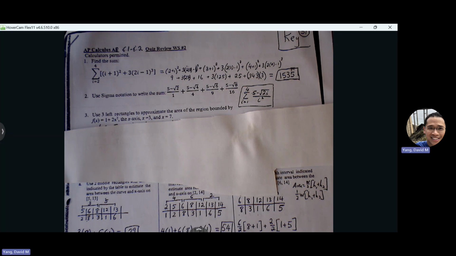Okay, number 3, start off with width equals b minus a over n. And then populate your number line so that you can see your intervals.